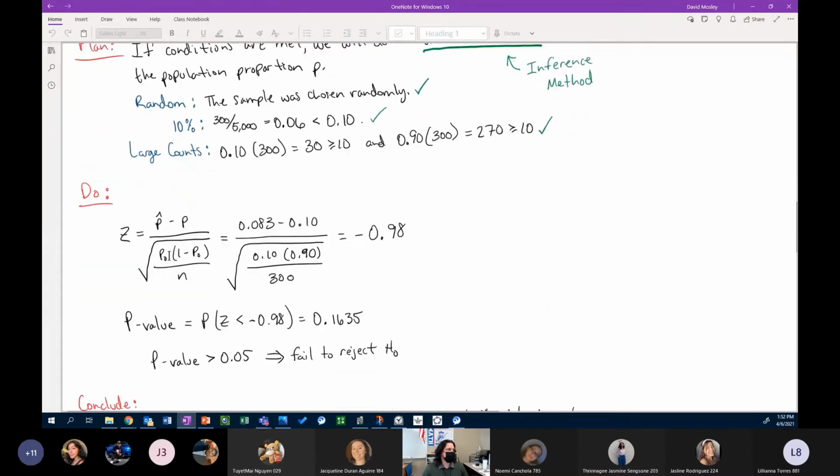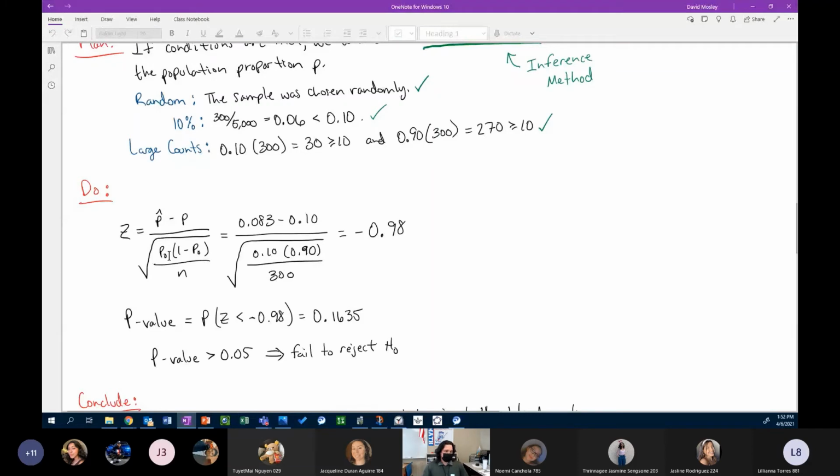And we move to the do phase. In this phase, remember there are 2 things that we're doing. We're finding our test statistic, which in this case is Z, and we're finding the p-value based on our test statistic.